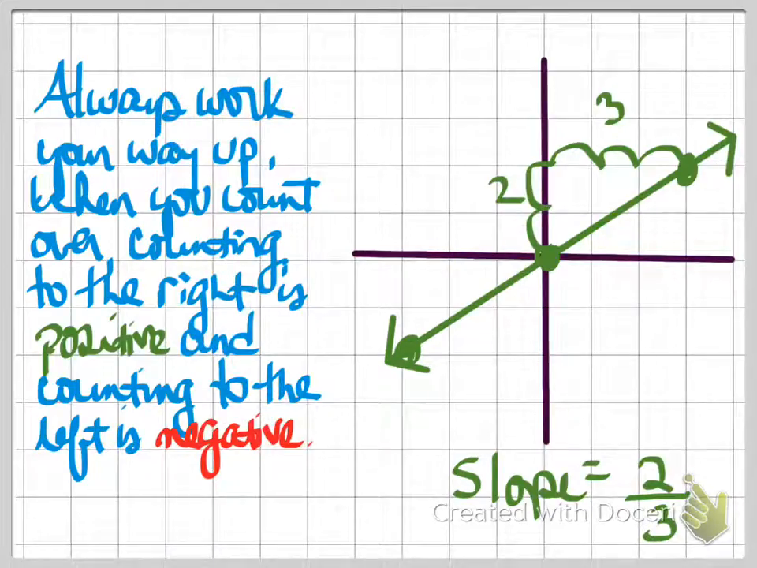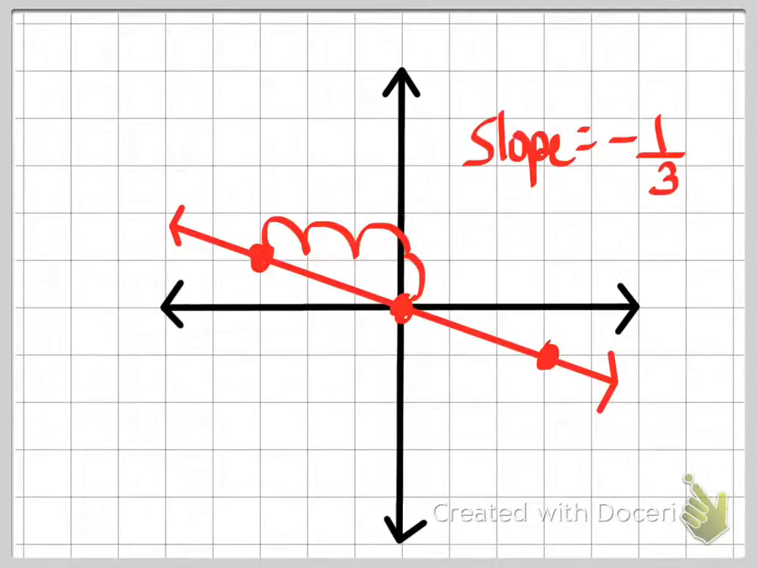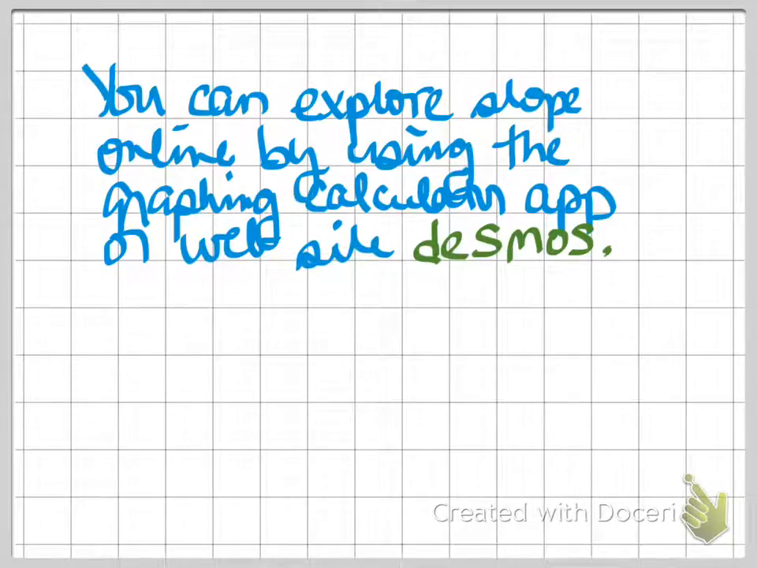Always work your way up. When you count over, counting to the right is positive and counting to the left is negative. In this example, the slope is 2/3 because I went up 2 and to the right 3 between 2 points. Here's an example where the slope is -1/3. I went up 1 and to the left 3. That gave me -1/3.